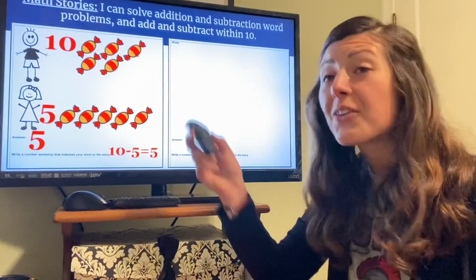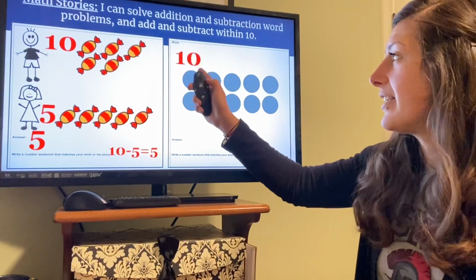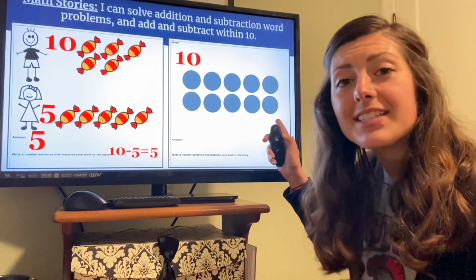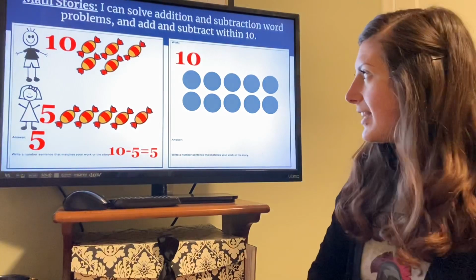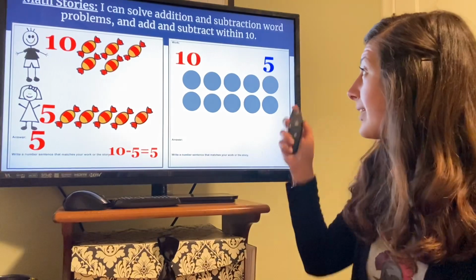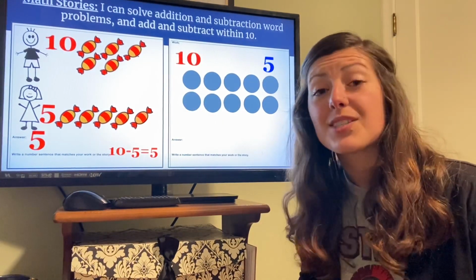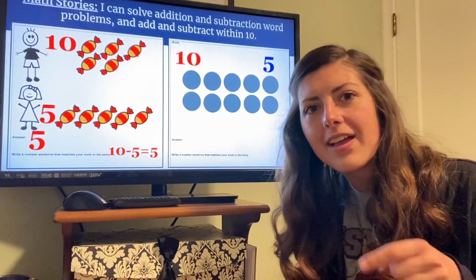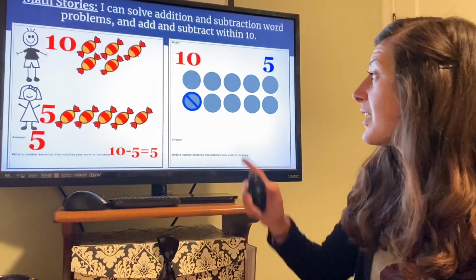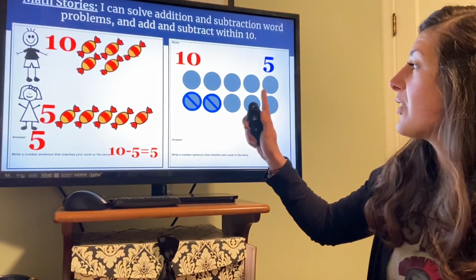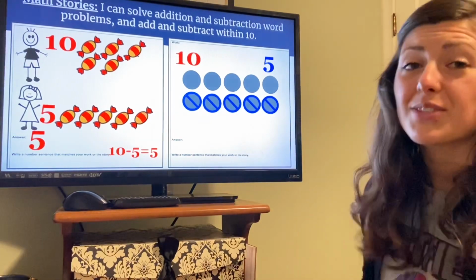Now, I found another way I could show the same thing. So I started off with my number 10, and then I drew 10 dots, kind of like a 10 frame, but I didn't have the frame today. So I just did my 10 dots. Next up, I know 5 of these have to go away. They're going to his best friend. So what I did is I crossed out 5 of these dots to show them going away. So I crossed out 1, 2, 3, 4, 5. 5 of those are gone.